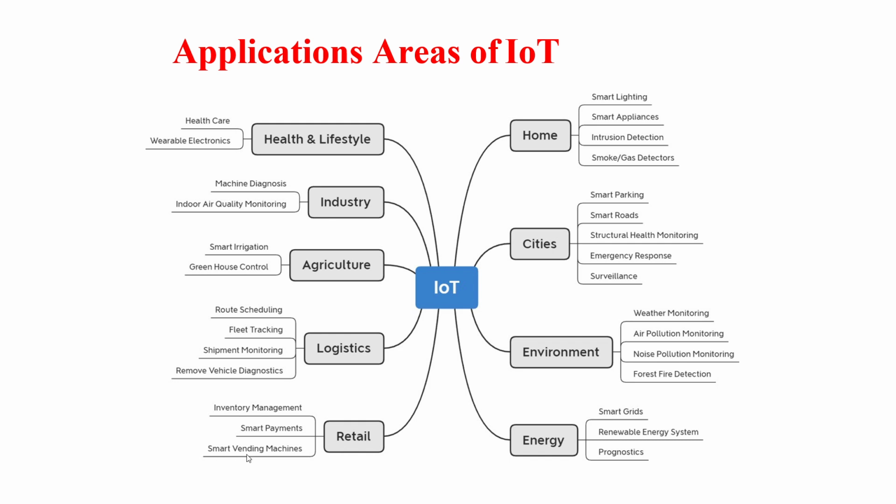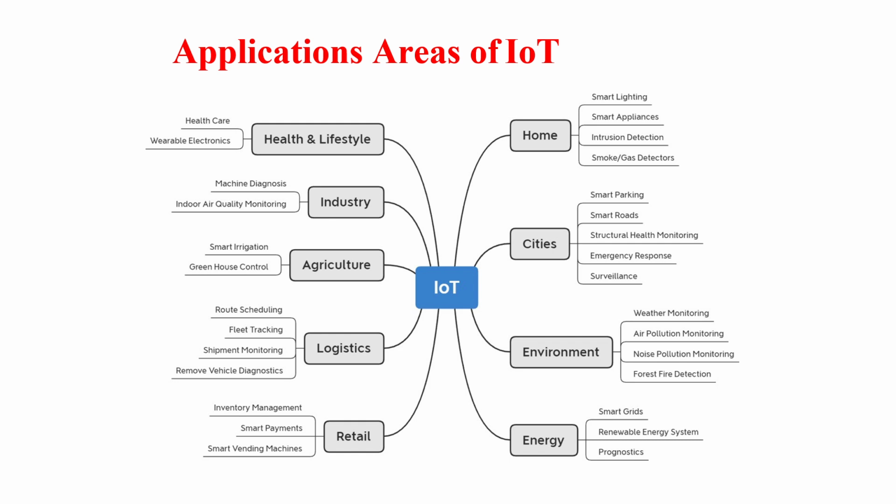One more is smart vending machines. In some supermarkets it is already introduced. There will be no person standing near the billing counters. Whatever things you buy, you just need to keep in a black color basket, because black color has the capacity of absorbing everything. It will not reflect, right? So in the black color basket we keep whatever things we want to buy.